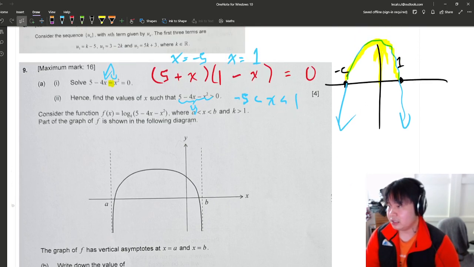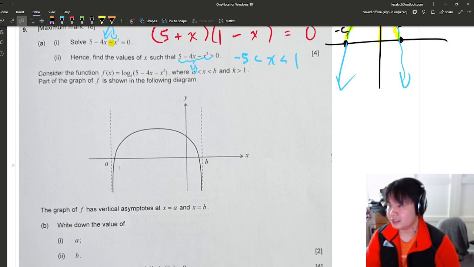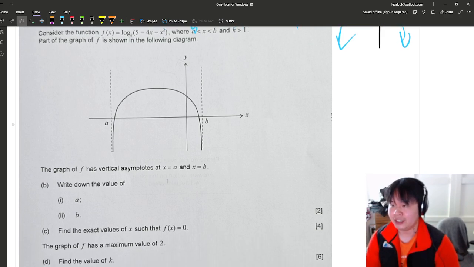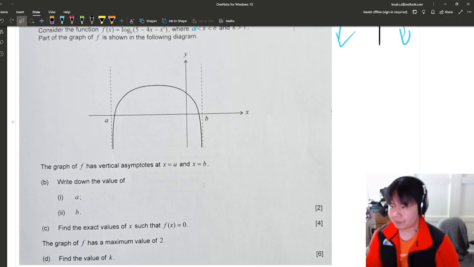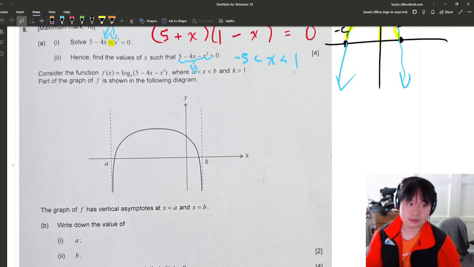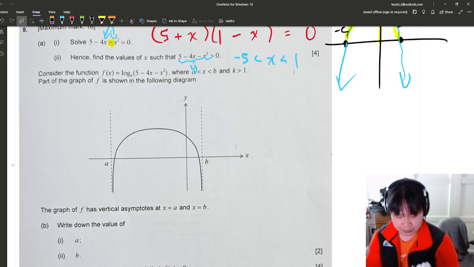And then let's see, what do we do? And then we take this and then we take the log of it. And then here's our graph. Looks like this. Okay. The graph of f has two vertical asymptotes at a and b. Write down the value of a and b. Okay. So you need to know properties of what a log function is. So there's a few rules about log.